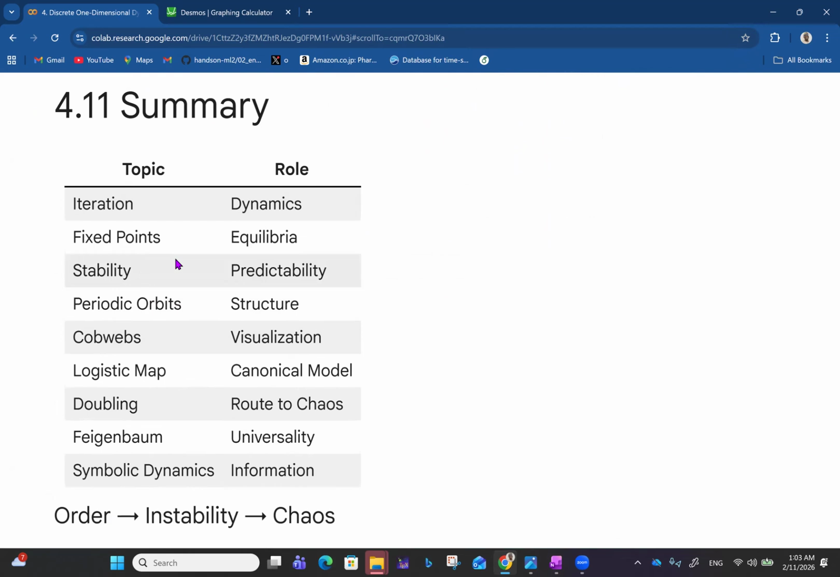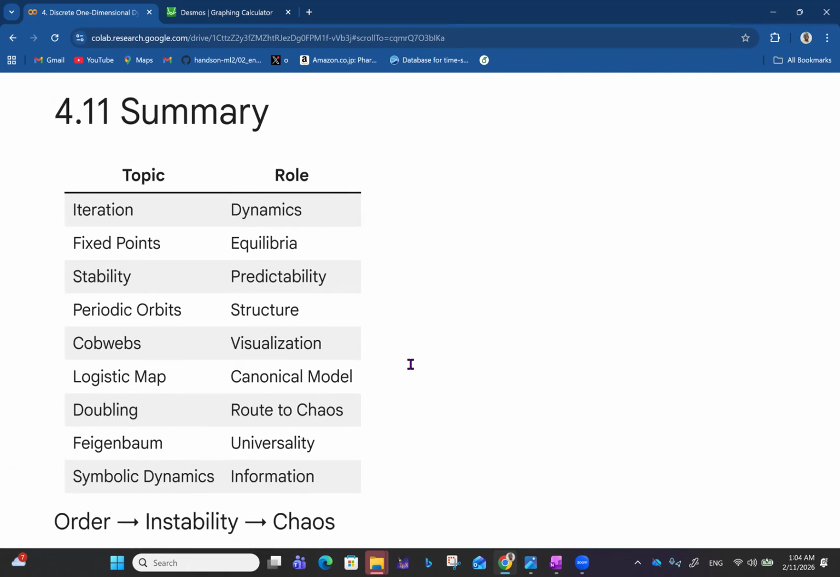So in summary, when we talk about iteration, the role of iteration is to show the dynamics. When we talk about fixed points, we talk about equilibria. Stability talks about predictability. Then we have periodic orbits, which show us the structure of the system. Cobwebs are for visualization. The logistic map is the canonical model. Everything we did, we kept using r x times (1 minus x), exactly.